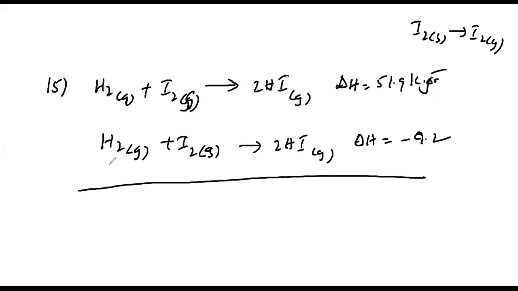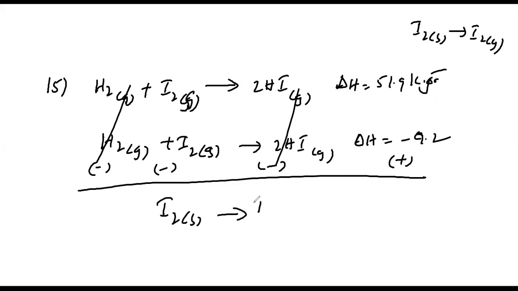So do subtraction, students. This 2 is going to get cancelled. This 2 is also going to get cancelled. I2 solid, you take this to RHS, I2 gas. Delta H value is how much? The 15th one answer: delta H value is plus 61.1 kilojoules.